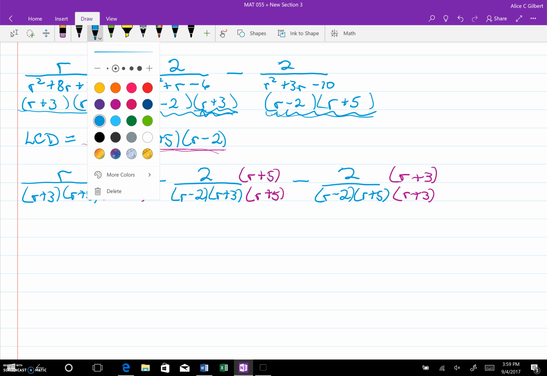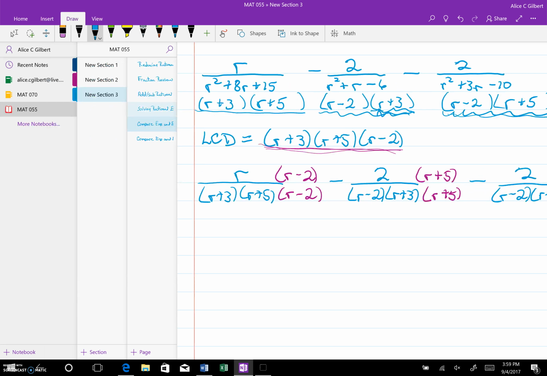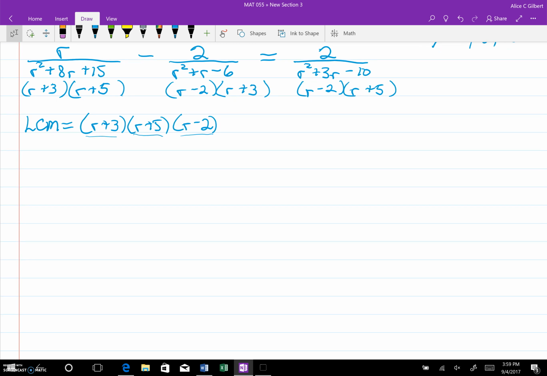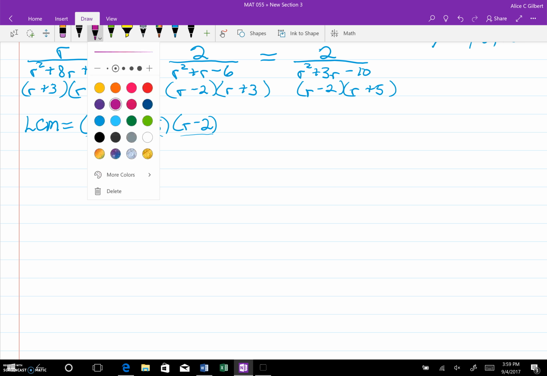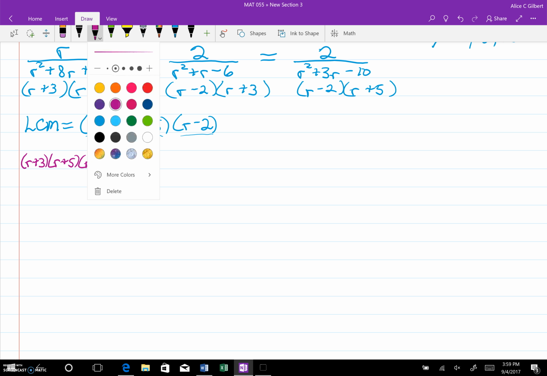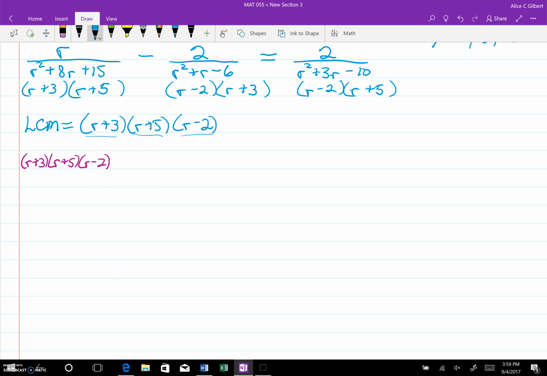Okay, now let's go back to our equation and see what we need to do here with this one, because this is where we do something a little bit different as well. So remember, first I put my LCM out in front on the left side, and then I'm going to multiply it with my first term.